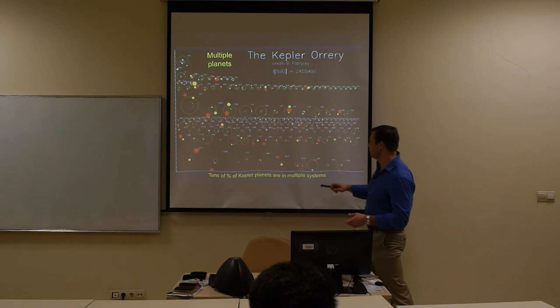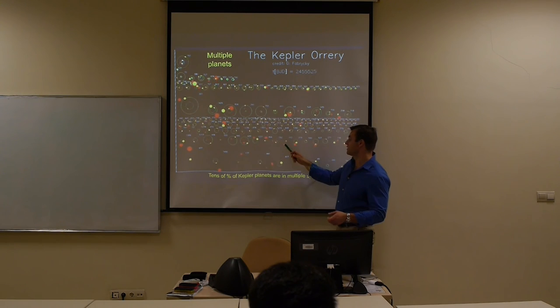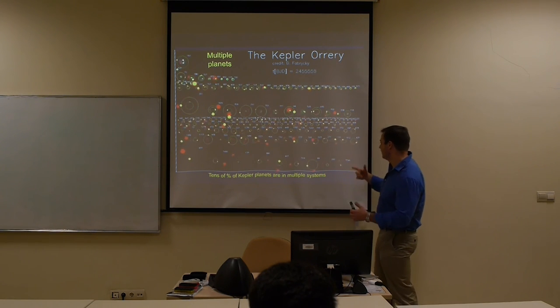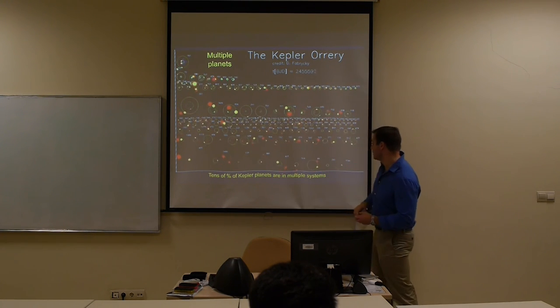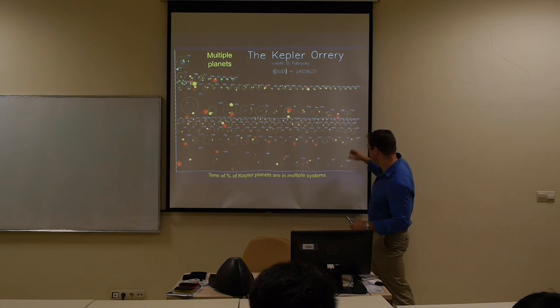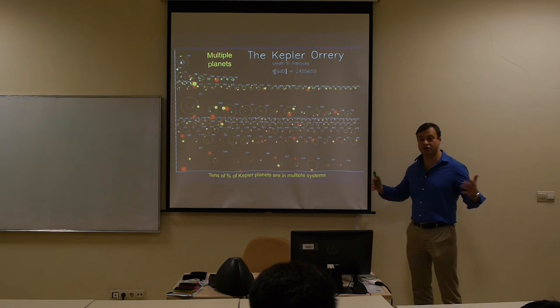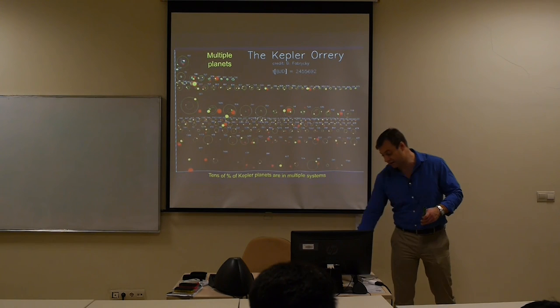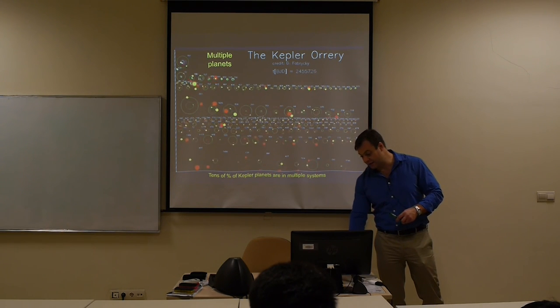You can really see Kepler's laws. The planets which are moving close to the star move much faster. Some systems have very closely separated planets, and in some the separation is pretty large. So it's a whole zoo of multiple systems that have been revealed with Kepler.